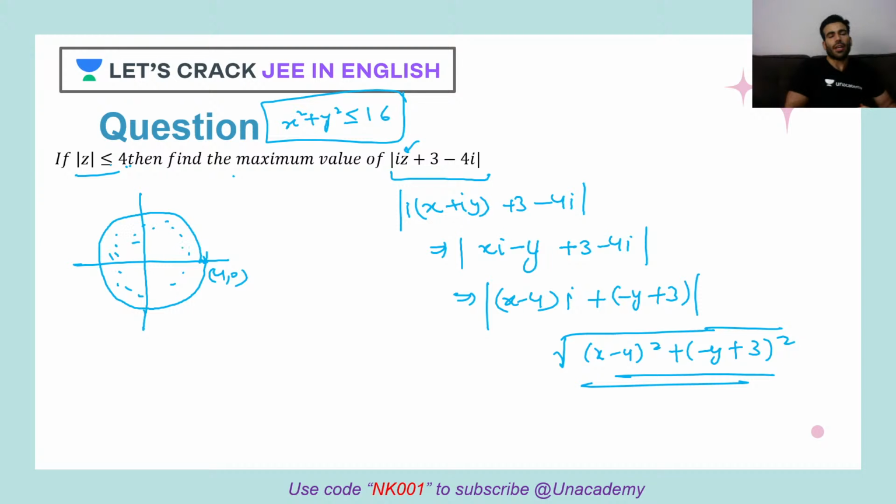Any general point either on the perimeter of the circle or inside the circle. So this point's distance from (4, 3). So (4, 3) is, let's say, here. Clear? So we have to calculate a point's distance where it becomes the maximum. This distance should be maximum. So now tell me, the maximum distance will obviously be to the point diametrically opposite to this point.